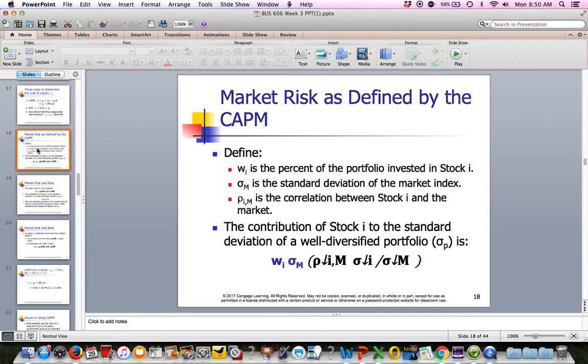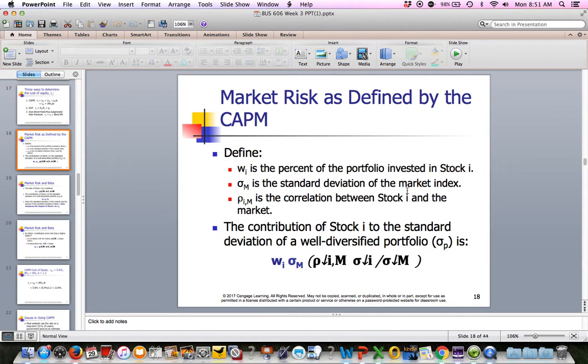Okay, so market risk as defined by CAPM, and there's a couple little terms here that I haven't thrown at you, and just be aware of them. There's nothing in your homework about these terms. This is just informational, terms you should have heard as you take a finance class. So W is the weighting, the percent of the portfolio invested in a stock. Sigma M, sigma means standard deviation.